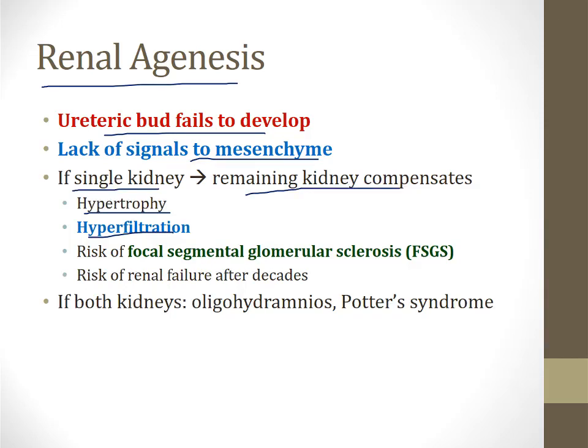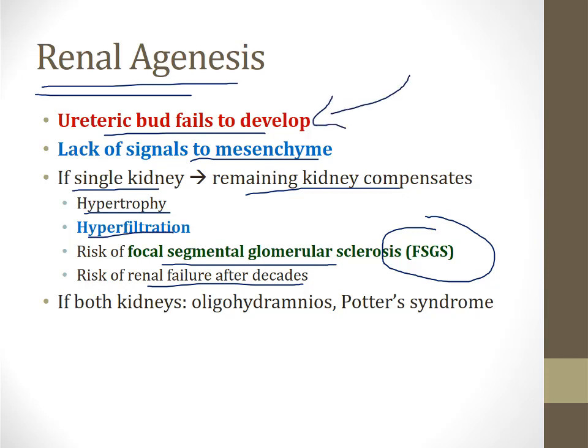The major problem for these children born with one kidney is that there is a risk of renal failure decades later. They get a glomerular disease called focal segmental glomerular sclerosis, or FSGS, that I talk about in more detail in the videos on glomerular diseases. But it's very high yield to know that if a baby is born with one kidney, that's usually because their ureteric bud did not develop. That led to renal agenesis, and years later these children may get FSGS.